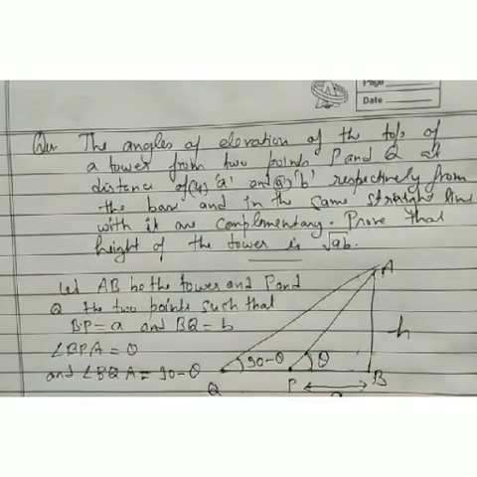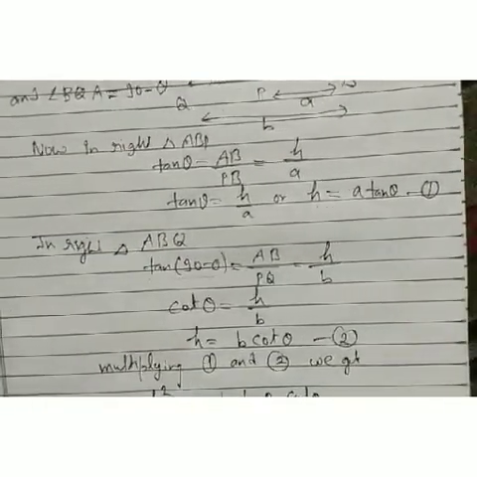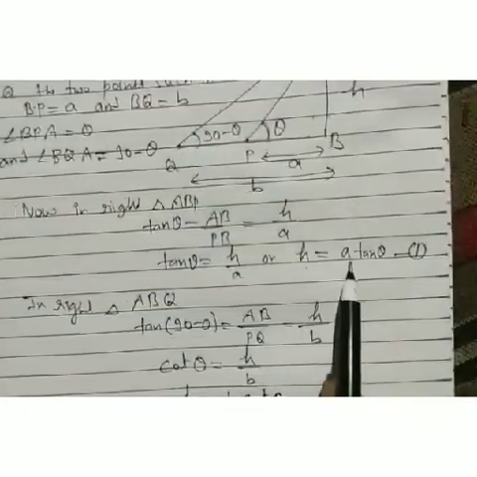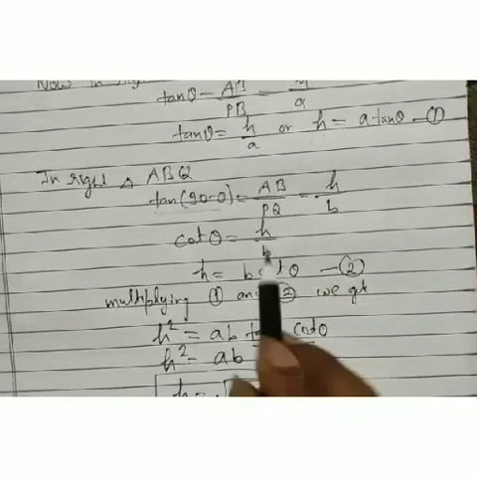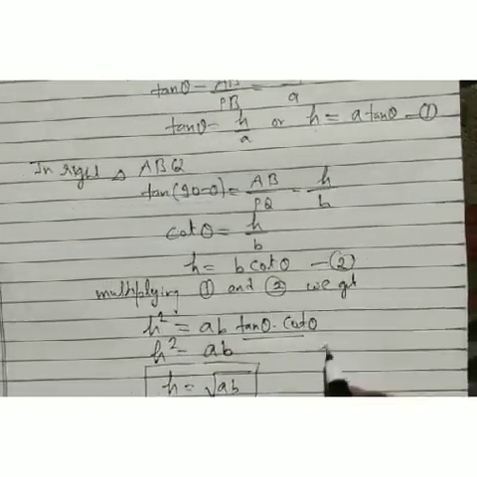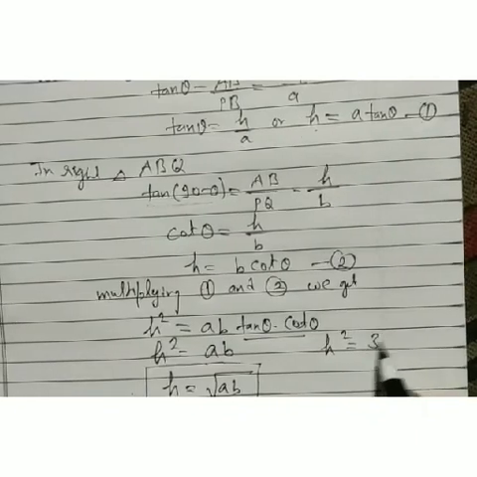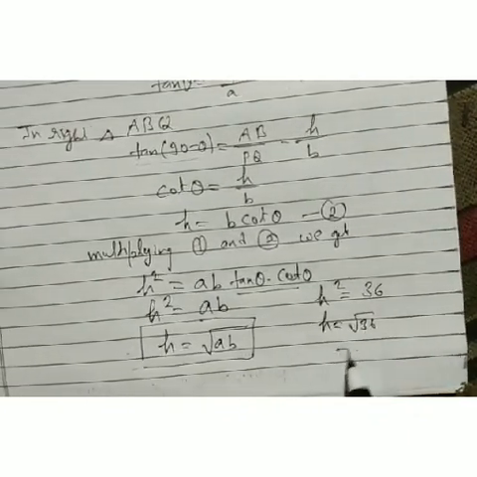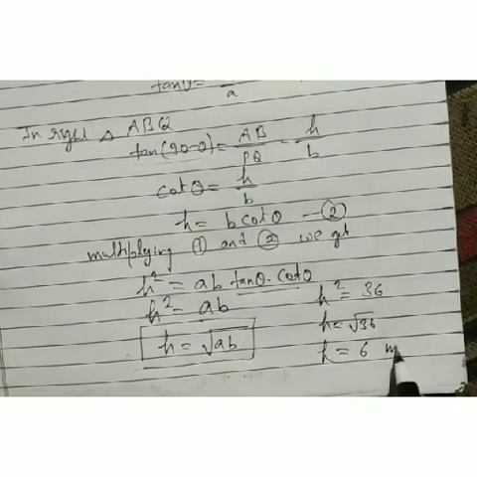Then you have to take a similar way to solve it. Just put 4 at the place of A and 9 at the place of B. Then finally you get H square equal to 36, and the value of H is root 36. You get H equal to 6 meter.